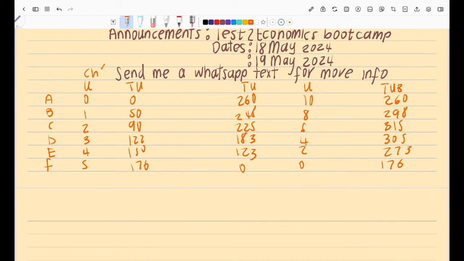So you are given your total utility values for chocolate, total utility values for cold drink, right? And to be able to choose the best point in all these points, what you do is you calculate the total utility for both, right? So you will take for A, 0 plus 260, you get 260. 50 plus 248, you get 298. You do the same for all of them, and these are the answers that you should get.